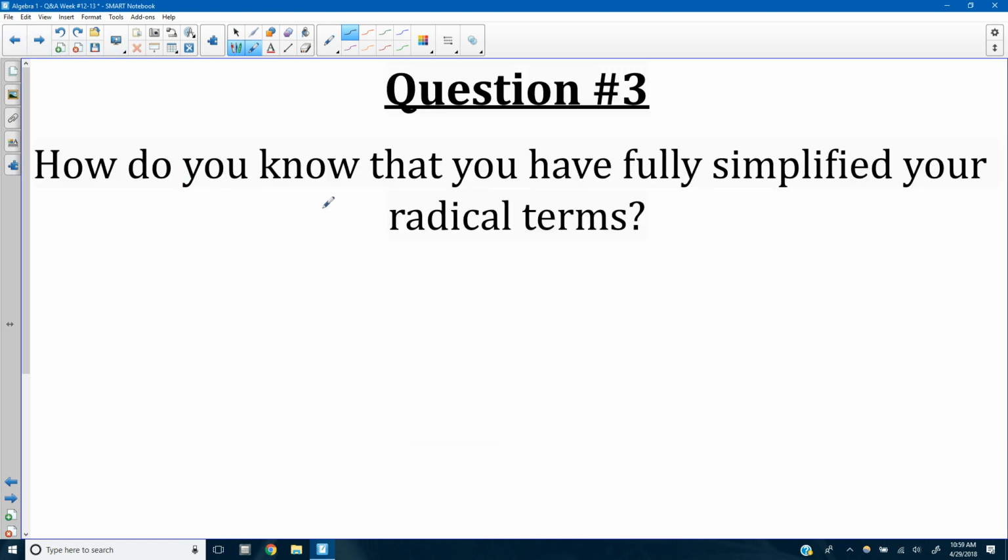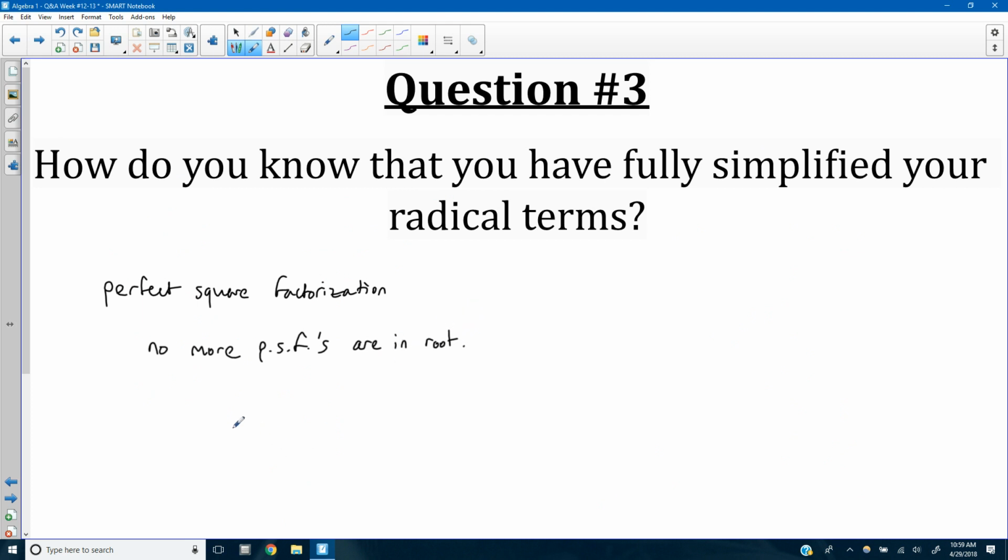Okay, question number 3. How do you know that you have fully simplified your radical terms? Well, basically, the way that I just said it before, if you're doing perfect square factorization, the way that you know is that there are not any more perfect square factors inside your square root. No more. I'll write PSFs, perfect square factors, are in the root. In this case, a square root.